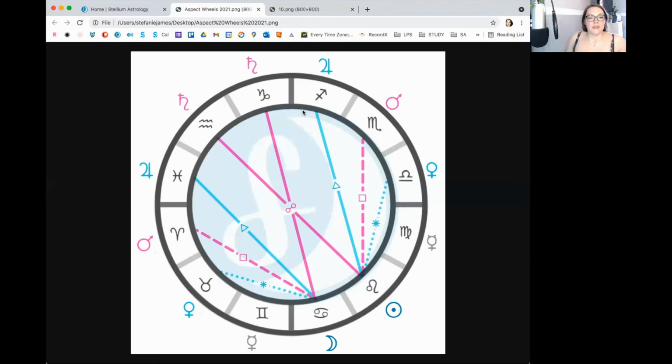Whereas with the trine, it's almost like a very comfortable aspect that is so comfortable, it's almost not noticeable sometimes. Some people have trines in their chart and they don't even realize, and they just work with this. They work with it in a really subconscious or unconscious way.